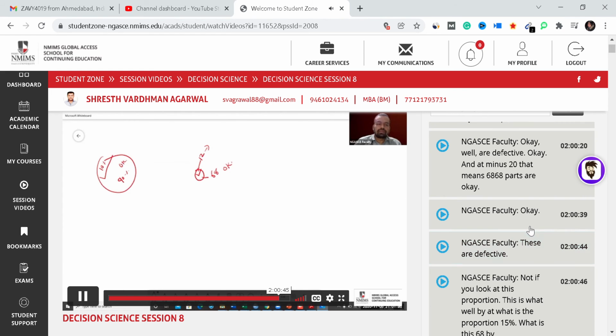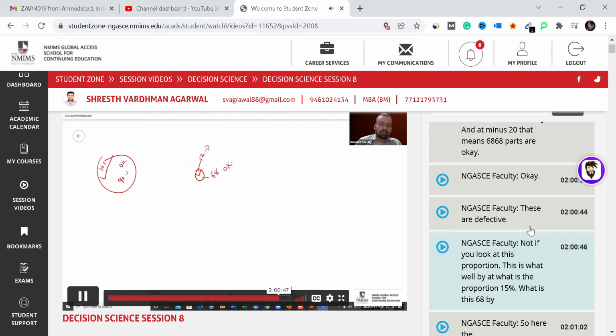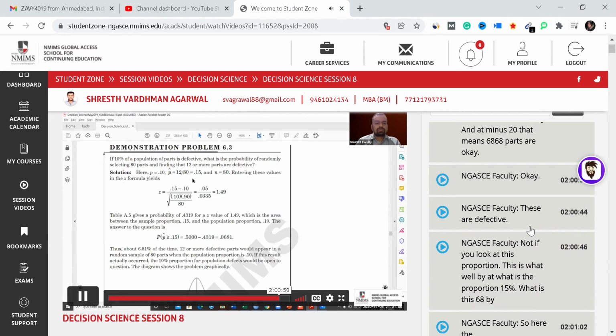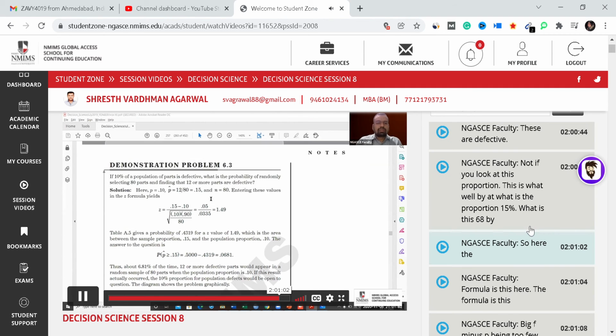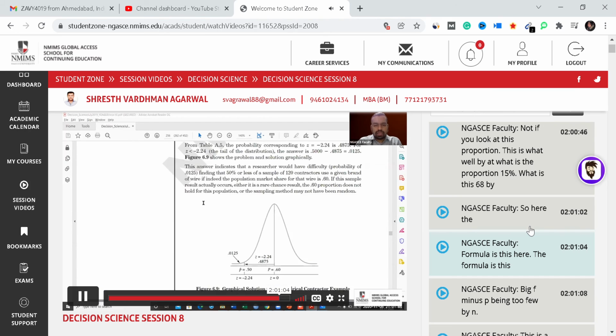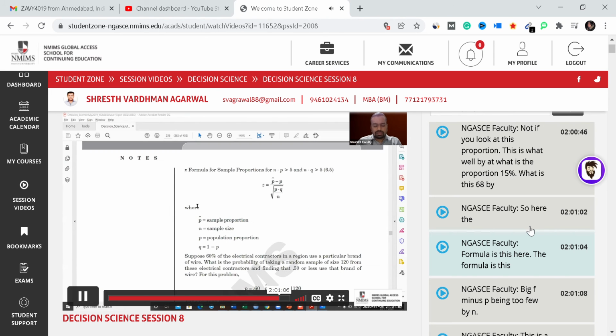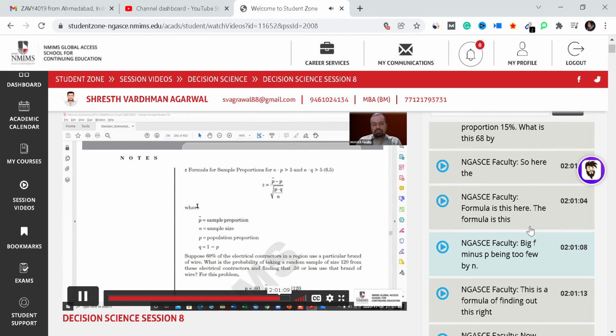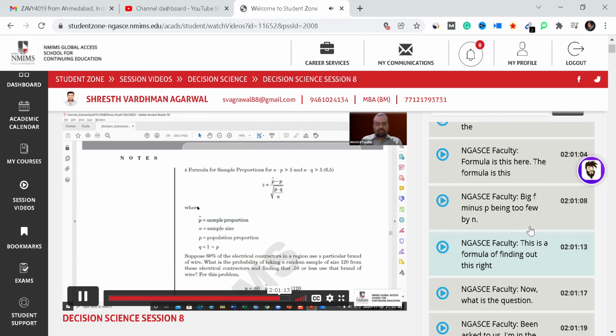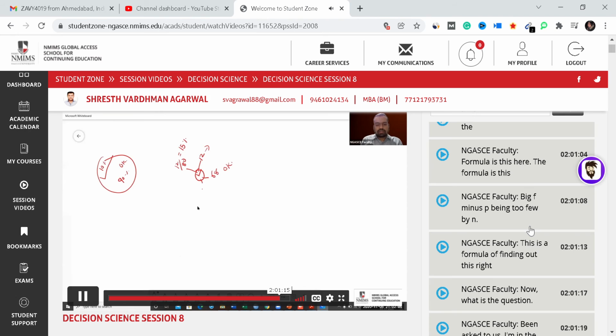These are defective. Now if you look at this proportion, this is 12 by 80. What is the proportion? 15%. What is this? 68 by 80. Here the formula is P cap minus P, divided by the square root of P into Q by N. This is the formula for finding Z.